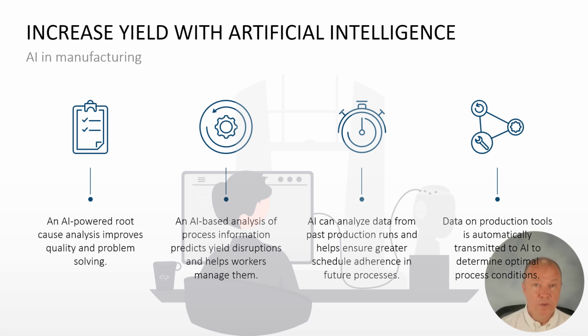We can also use artificial intelligence to increase efficiency and yield in a manufacturing environment. We can use an AI-powered root cause analysis to improve the quality and problem solving in our manufacturing processes. An AI-based analysis of process information predicts yield disruptions and helps workers to better manage them. We can also use AI to analyze data from past production runs to help ensure greater schedule adherence in future processes. And finally, data on production tools is automatically translated to AI to determine optimal process conditions.